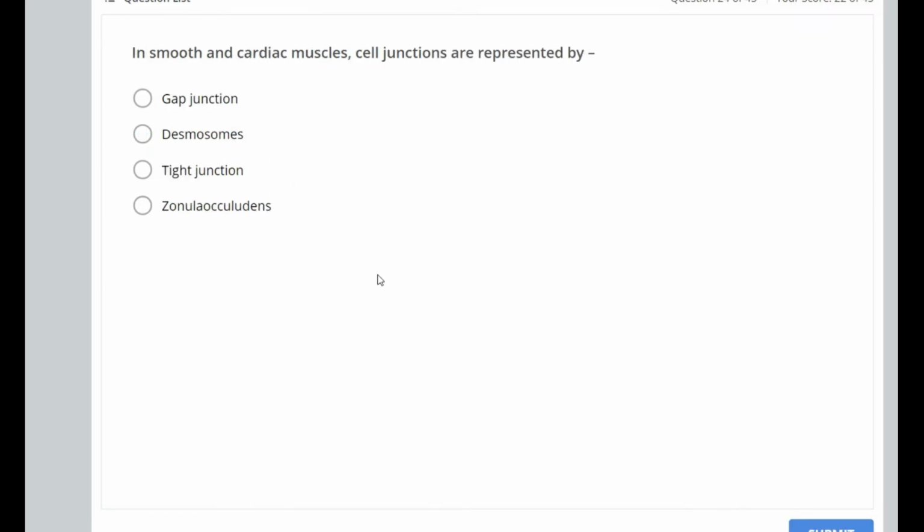In smooth and cardiac muscles, cell junctions are represented by gap junction, desmosomes, tight junction, zonula occludens. Which is the right answer? For the 24th question, option A, gap junction is the right answer.